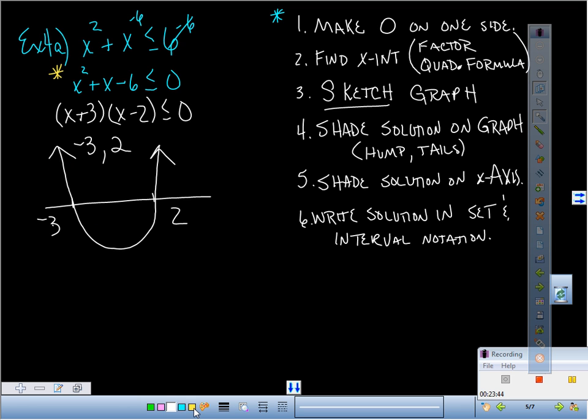Okay. The next thing says to shade the solution on the graph. Y'all, this is my hint. It's either the hump or the tail. Here's the hump, obviously, and these are the tails. Okay? Now, look why I did this. Because this tells you what to shade. Look. Let me get a different color.